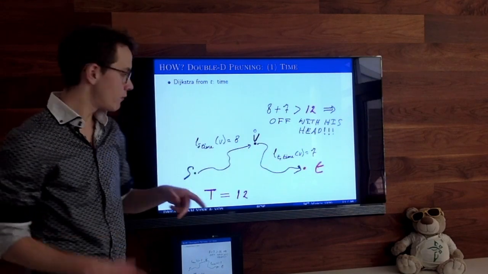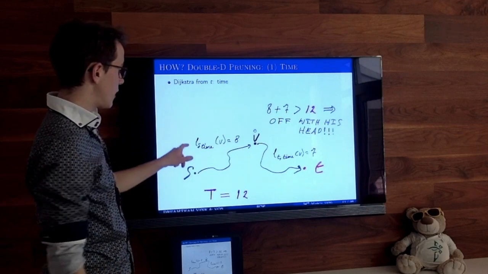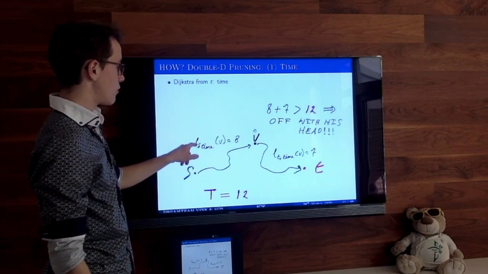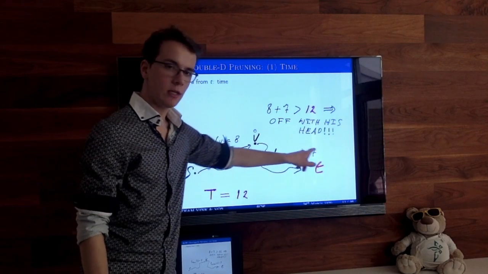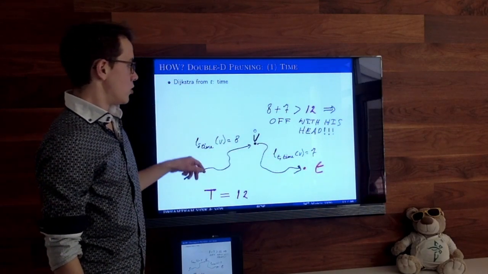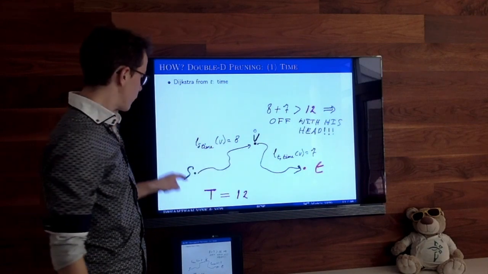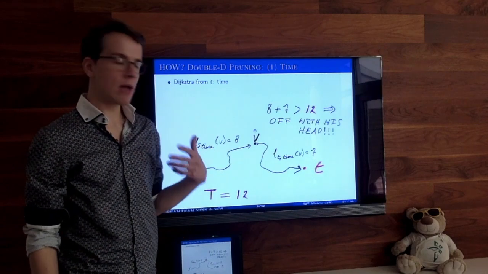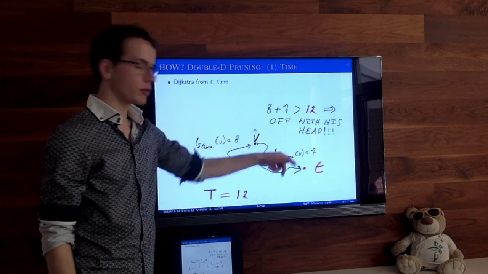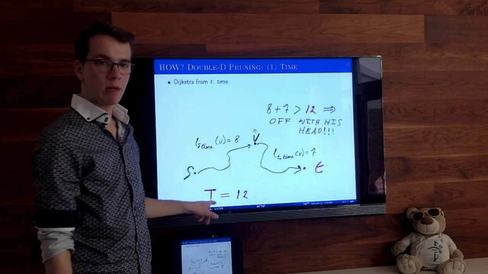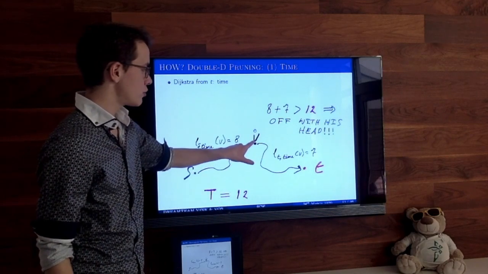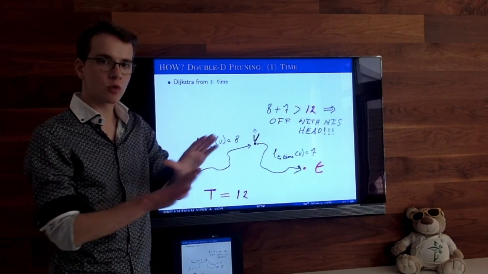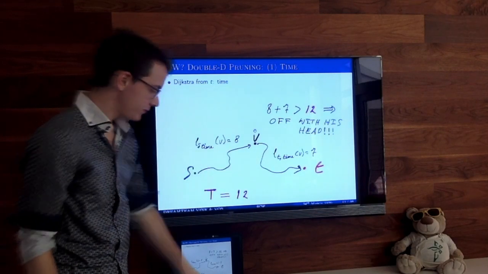So for example, let's have a look at node V, where we have LSV, so the shortest time path from S to V is 8, and from T to V is 7. That means that every path from S to T going via V is going to have a time of at least 15, 8 plus 7. And this exceeds our time limit of 12, hence we know for sure that V is not going to be in any feasible path, so we might as well prune V.